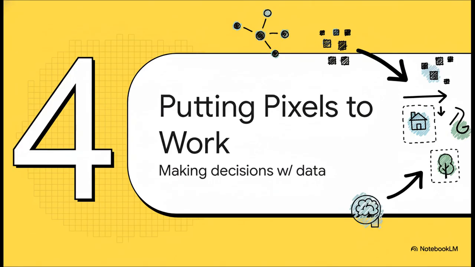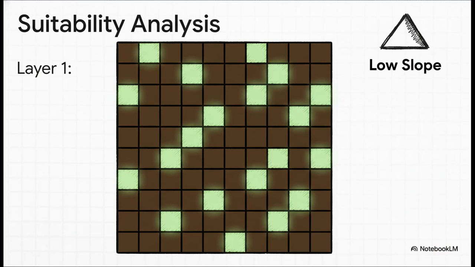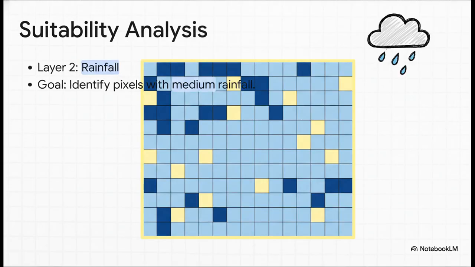All right, so we've got these grids, these digital mosaics, made of pixels that have a value and a size. That's great, but so what? How do we actually use this stuff to make real-world decisions? Well, this is where it gets really practical. Let's put these pixels to work. Let's say you're a farmer, and you're trying to find the absolute best spot to plant a new crop. We can use this raster data idea to solve the problem. First, we create a layer for the slope of the land. In this layer, we're just going to highlight all the pixels that represent flat ground, because that's what's best for farming, right?